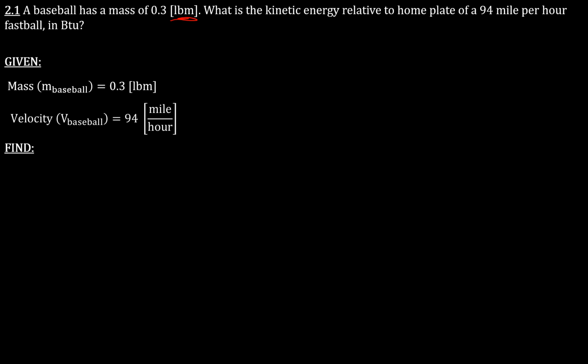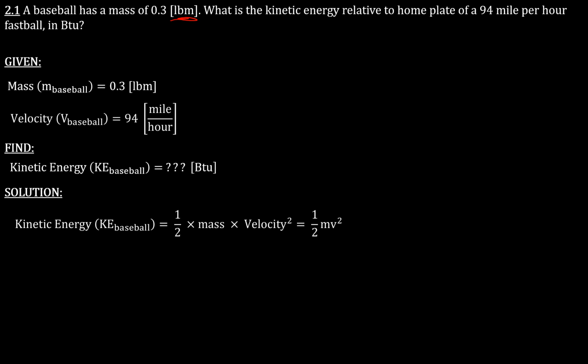What are we asked to find? We are asked to find the kinetic energy of the baseball in BTU, British thermal units. So what's the solution in here? The kinetic energy equation is 1/2 mass times velocity squared. So this object has a mass and it has a velocity associated with it. That means that this object has kinetic energy.